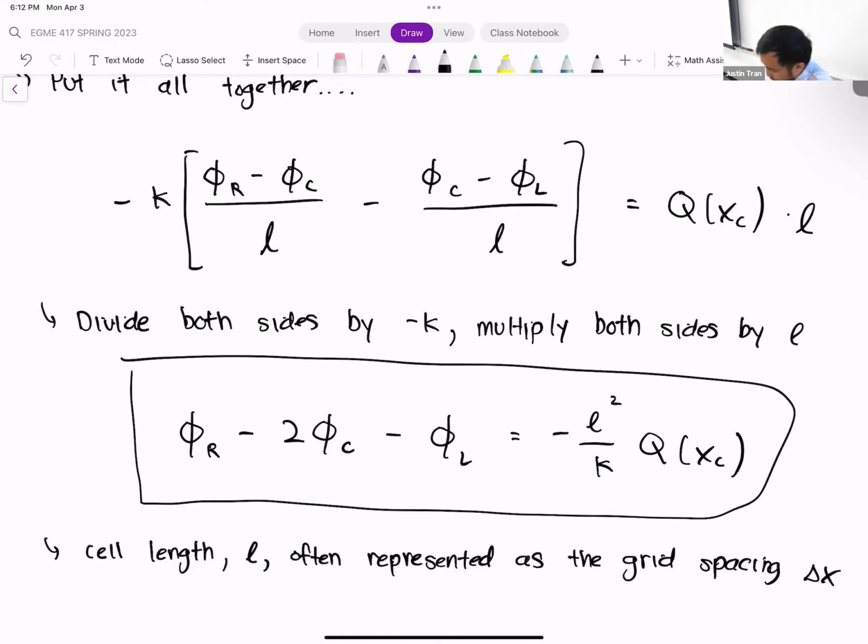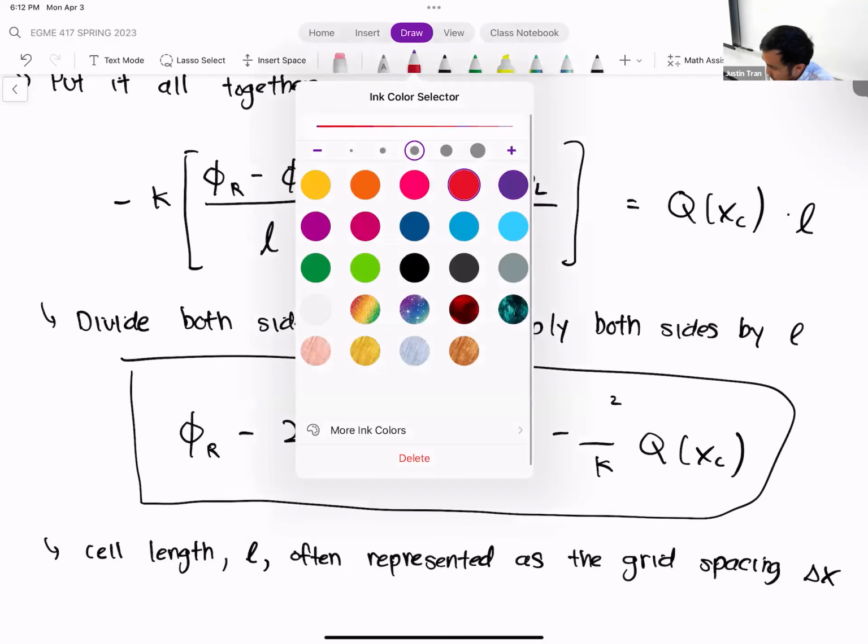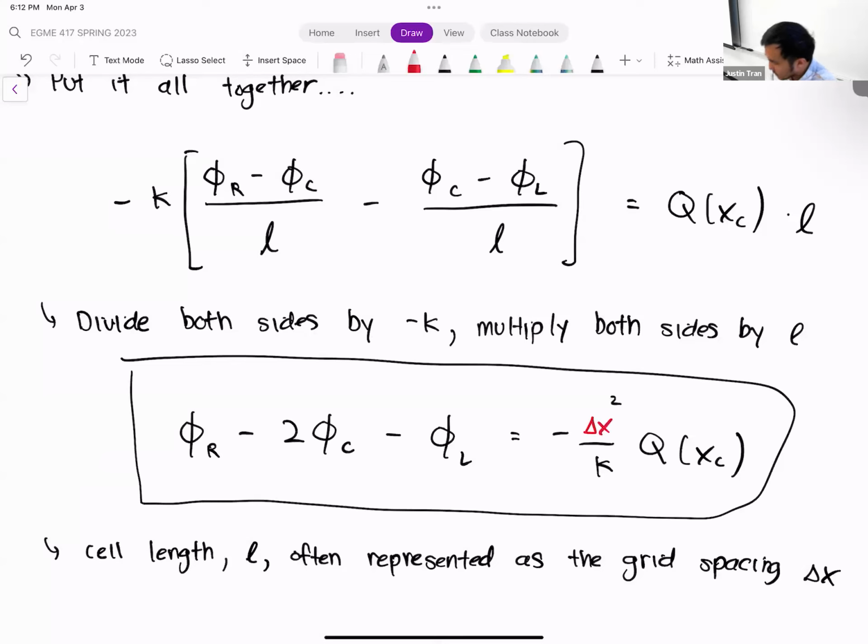Right. Another form of this equation that you'll see: instead of the cell length L, sometimes you'll also see this as just delta X right here. It's the same thing. The grid spacing, the distance in between the grid points, is the same as the size of the cells. So we have a finite volume equation here. Are there any questions on how we got here?